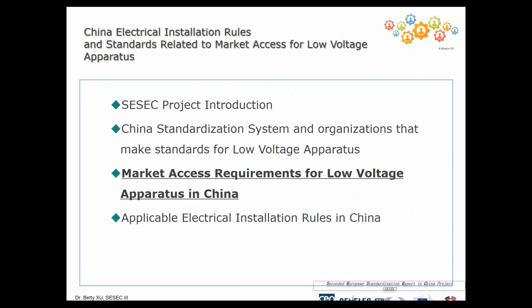So the previous part was the China Standardization System. We see that there are different layers of standards, and we also discussed the organizations that make the standards for the low voltage apparatus. Then I would like to move on to the third sector of this presentation, that is the market access requirements for the low voltage apparatus in China.